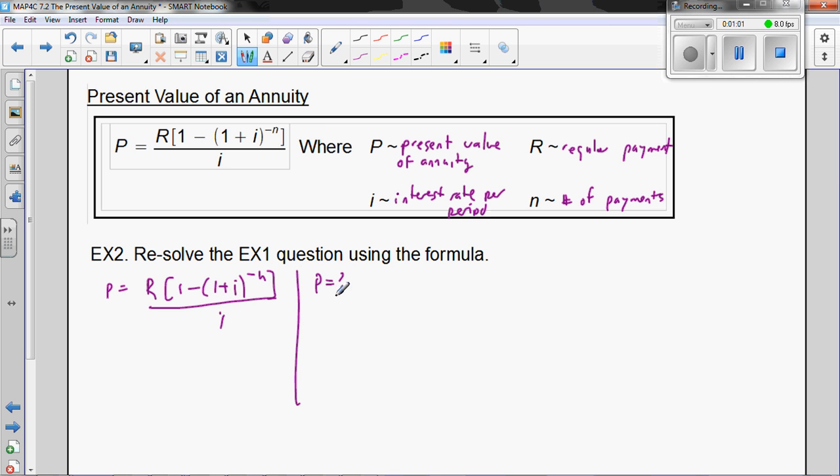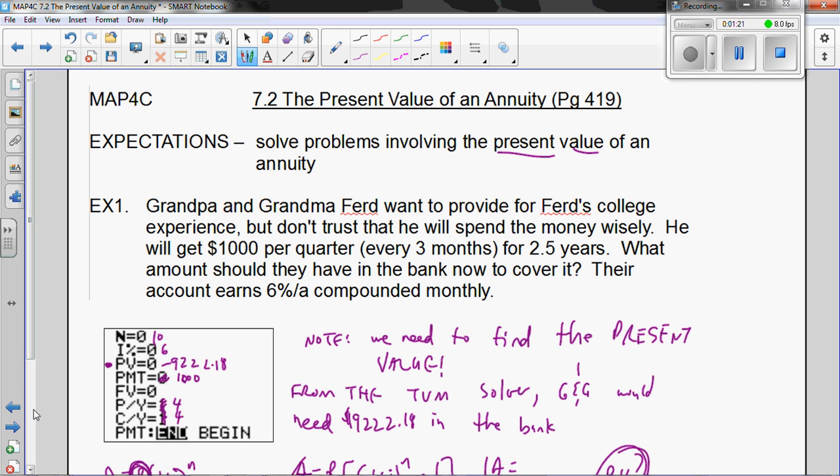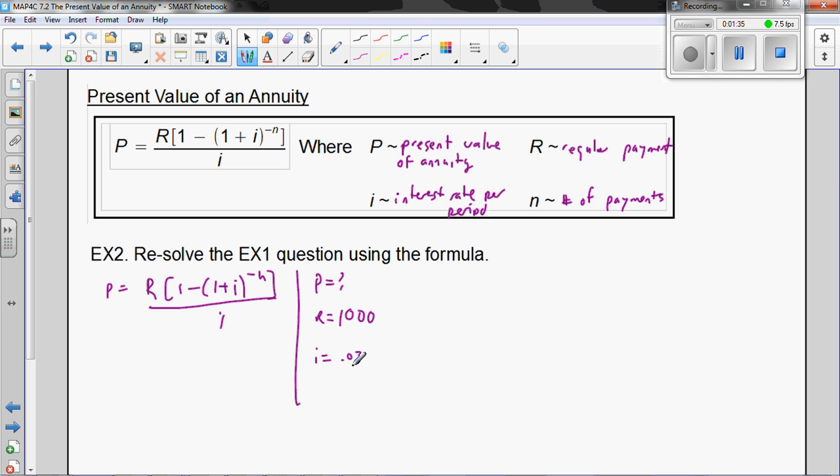Present value is what we want to find. The regular payment that Ferd was taking out was $1,000, and the interest rate that they were getting was, not 3%, it was 6%, I think. What was it? 6% compounded, I don't think that should be monthly. That should be quarterly, right? To match the payments. That was kind of a goof up. You can fix that up in your notes if you want.